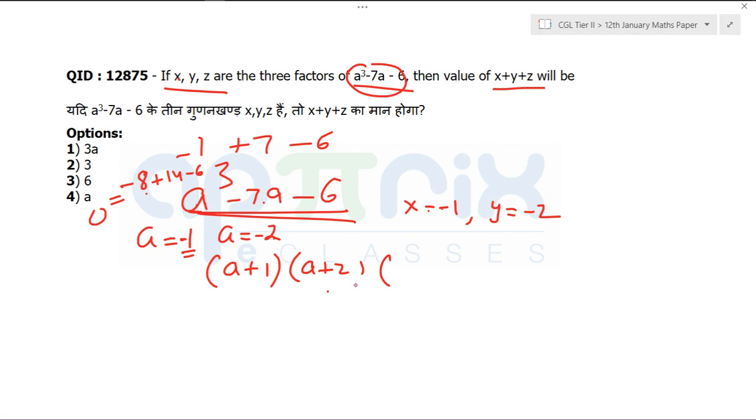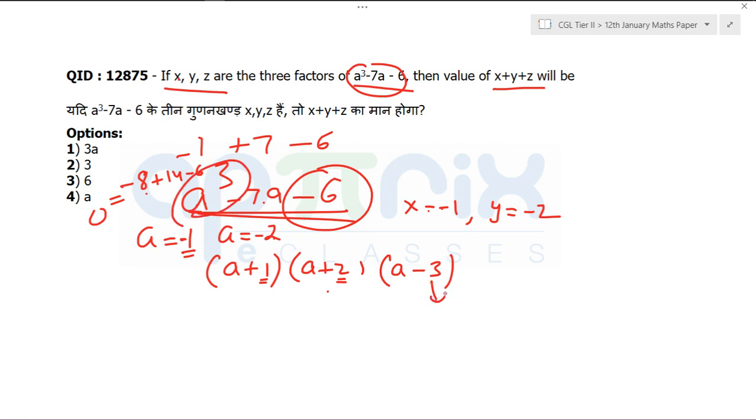Look, these products are going to give you 2 into 1. The constant term will be plus 2, but you need a constant term to be minus 6. So definitely you need a minus 3 here. Then only minus 3 and 2 and 1 will give you minus 6. Second thing is that this will definitely contain a because you want a cube. Then don't waste your time in the exam.